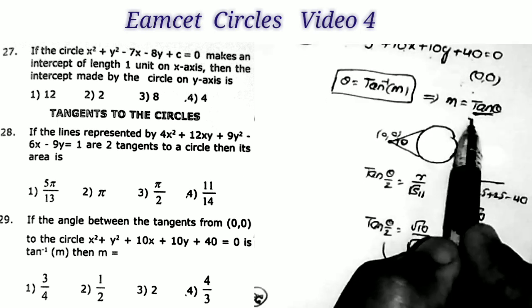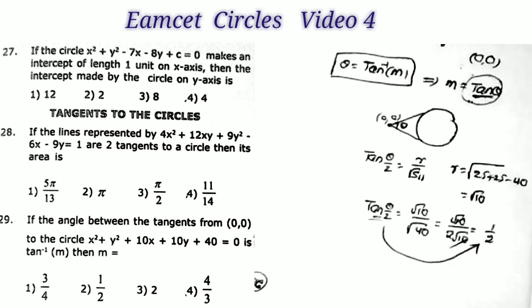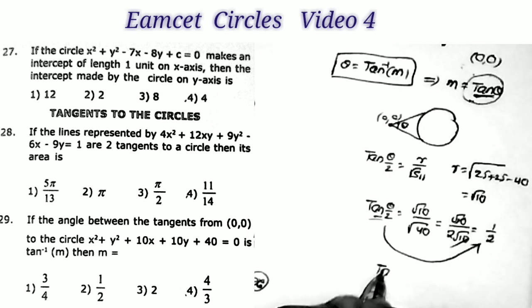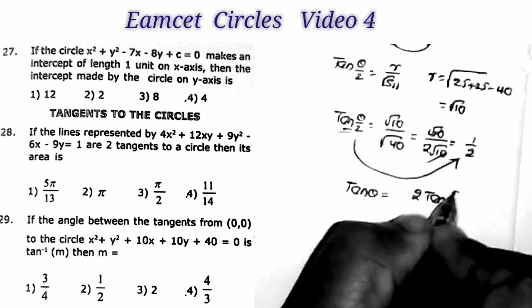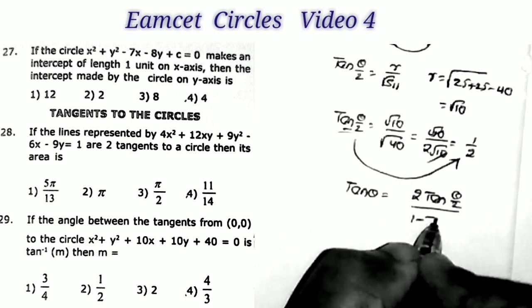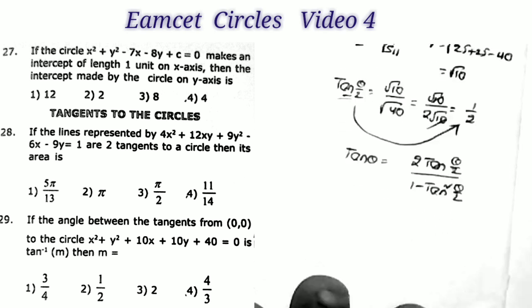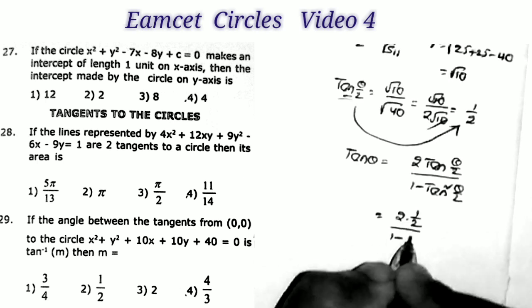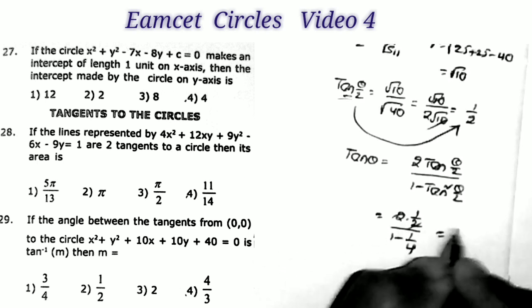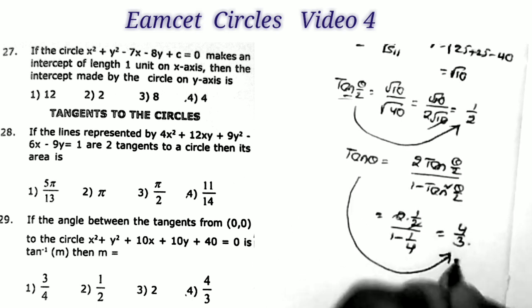But what we want is the value of tan theta, but here we have tan theta by 2. Now, what is the relation between tan theta and tan theta by 2? Tan theta is equal to 2 tan theta by 2 by 1 minus tan square theta by 2. Okay, this is the relation between them. Now, replacing the values in this formula, that is 2 into 1 by 2 by 1 minus 1 by 4. So, the answer is equal to 4 by 3. Therefore, tan theta is equal to 4 by 3.